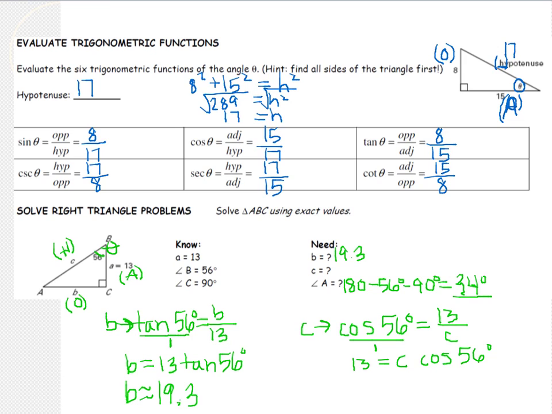And to get C alone, I'm just going to divide by the cosine of 56 degrees, and do that to both sides. And that'll make these cancel, and it'll give me C alone. So if you put 13 divided by the cosine of 56 degrees into your calculator, you'll get about 23.2. So C is 23.2.